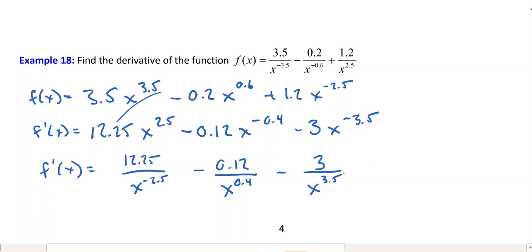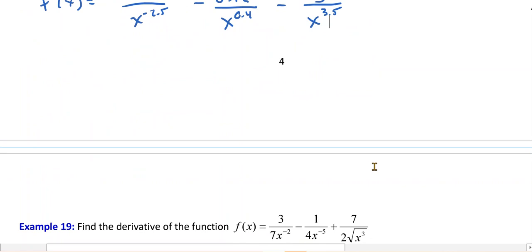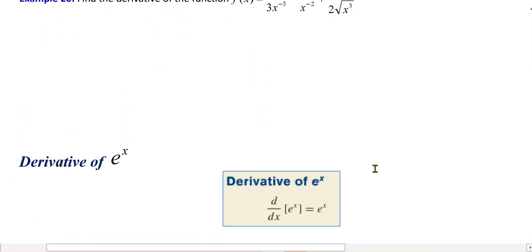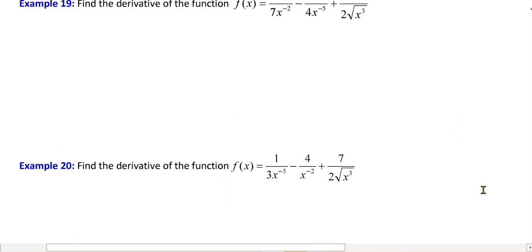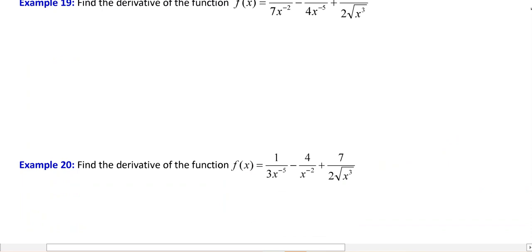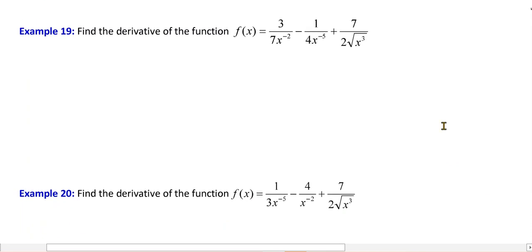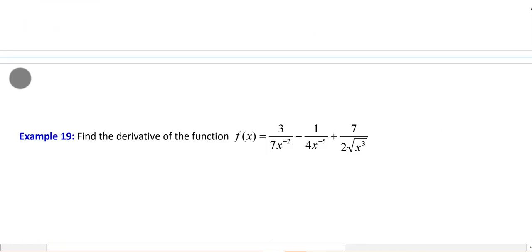All right, we've got two more here. Find the derivative of this function. So again, I would take a moment and go through and see how you do on this, and then compare it to what I do. All right, so the first step we want to do is to rewrite the function.